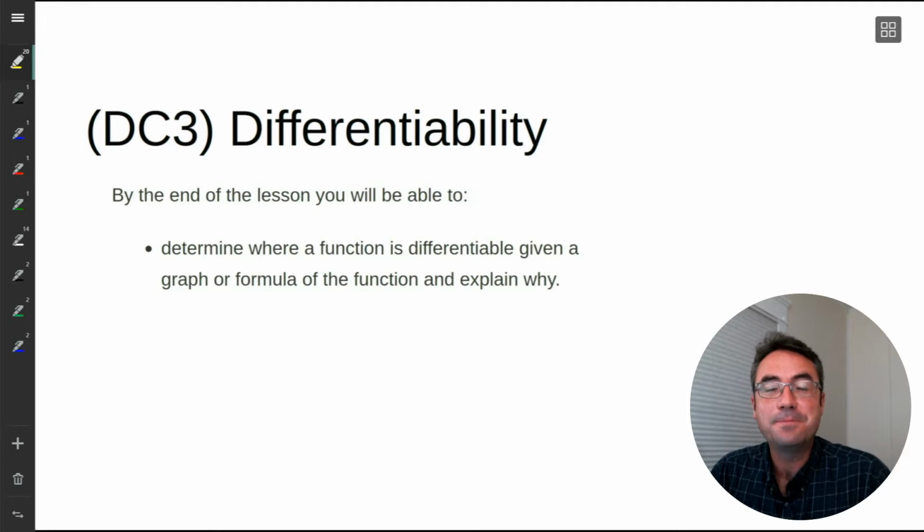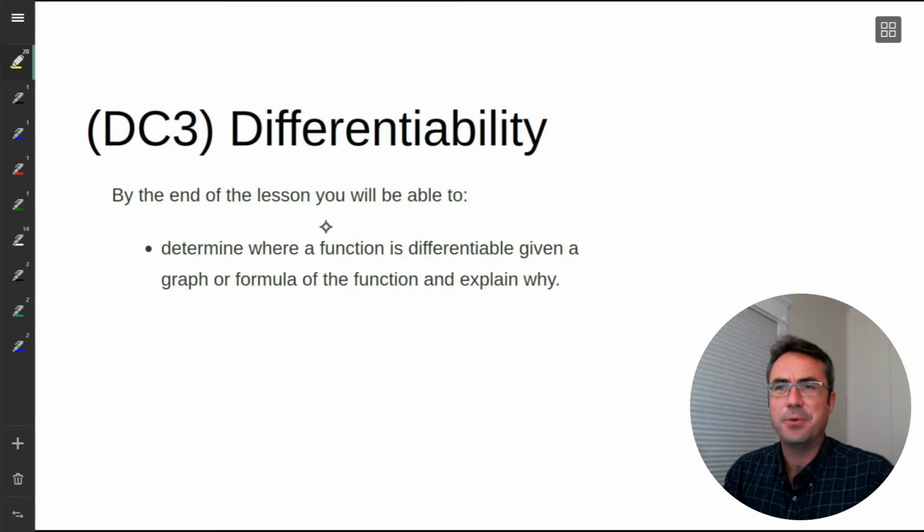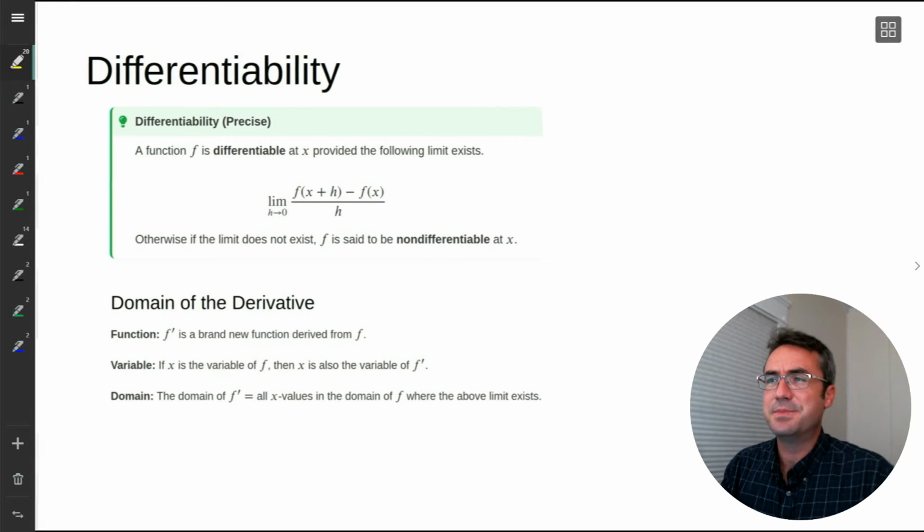All right, welcome everyone. In this lesson, we're going to talk about the idea of differentiability. Specifically, by the end of this lesson, you're going to be able to determine where a function is differentiable, either given the graph of the function or a formula for the function, and then be able to explain why the function is either differentiable there or why it's not differentiable there. All right, so let's get started with some definitions.